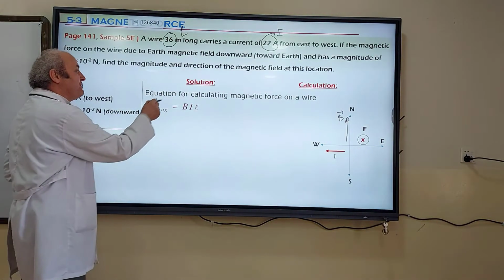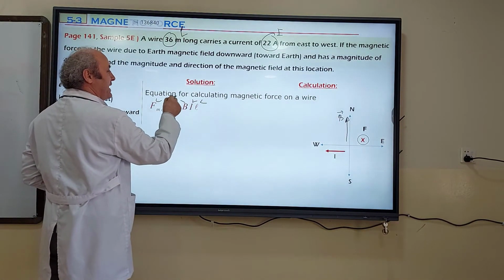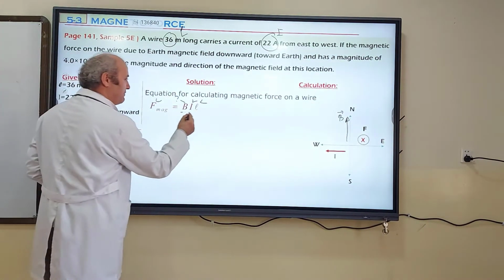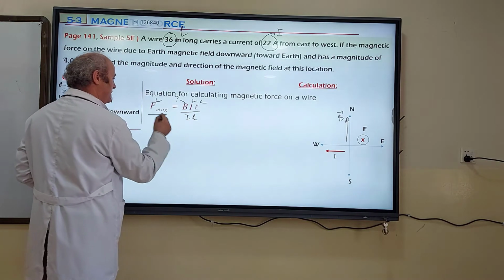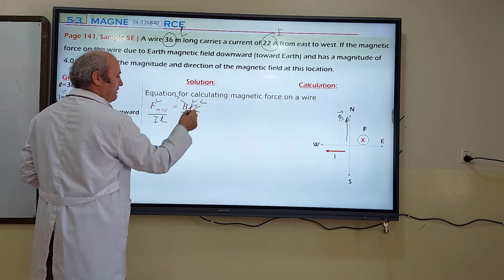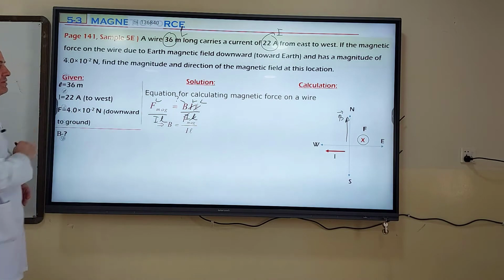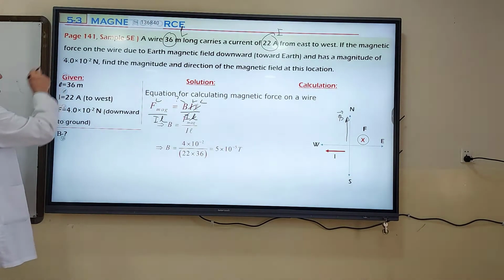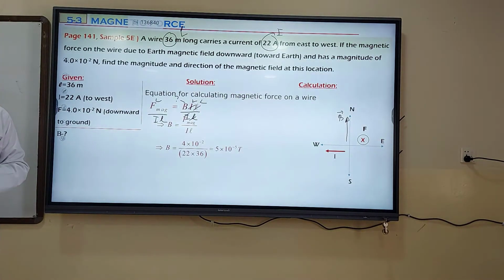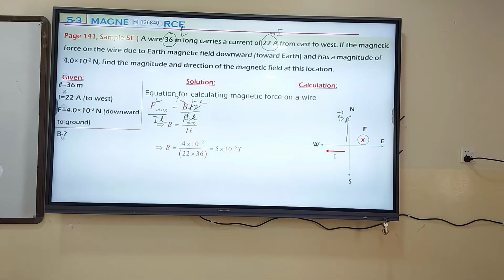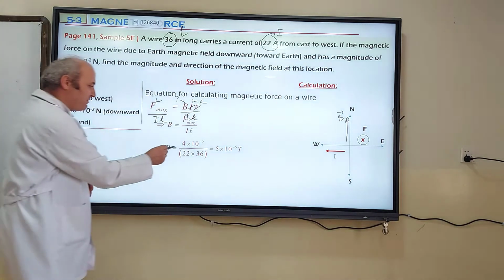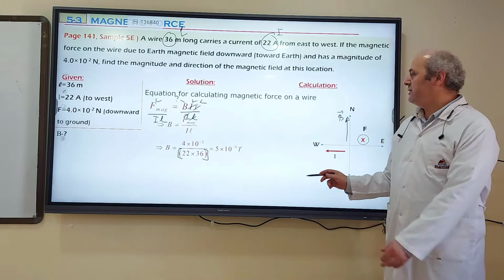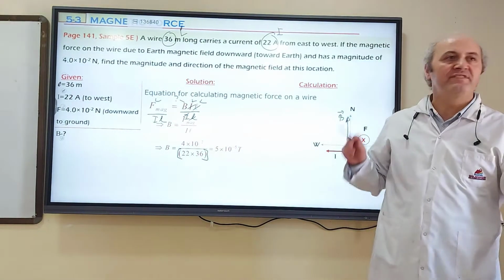Because F is given, I is given, L is given, B is unknown, I have to simplify I and L. Divide by I and L. So I and L will be simplified. B is equal to F magnetic divided by IL. F magnetic is 4 times 10 to the power negative 2. I is 22, L is 36. Use bracket for beginning and end of the denominator. So answer is 5 times 10 to the power negative 5 Tesla.